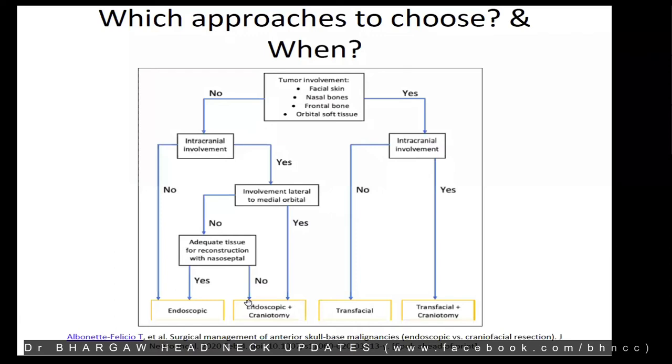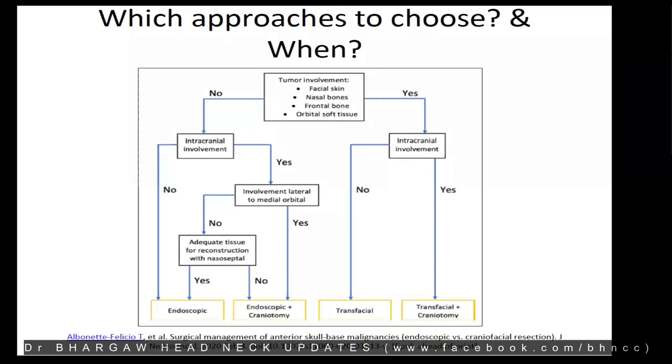It's not going to be totally endoscopic. If it's a no for any of this, then you could still consider endoscopic. So it's a fairly simple, straightforward flow chart based on which you can decide what the approach will be. Just to recap again, when there is involvement of the facial skin, nasal bone, frontal bone, or orbital soft tissue, you cannot do an endoscopic approach.